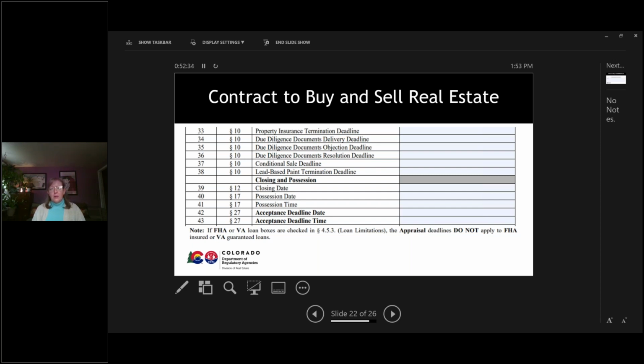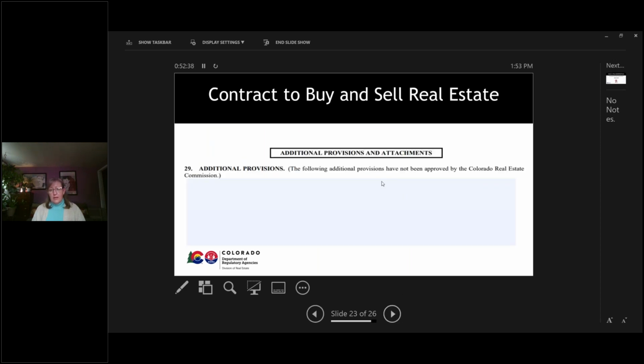And then the last part of the contract to buy and sell is the additional provisions. And these are additional terms that are not typically covered in the rest of the template language of the contract to buy and sell. And what you will typically see in this area is if the buyer and seller have negotiated that there's going to be seller concessions paid to the buyer, they'll be spelled out here.